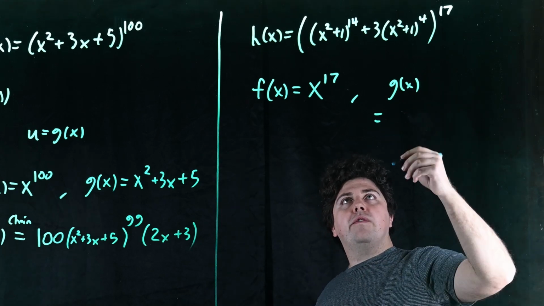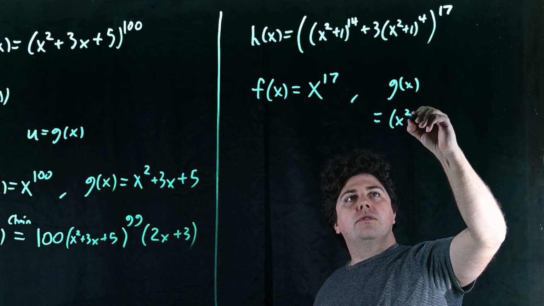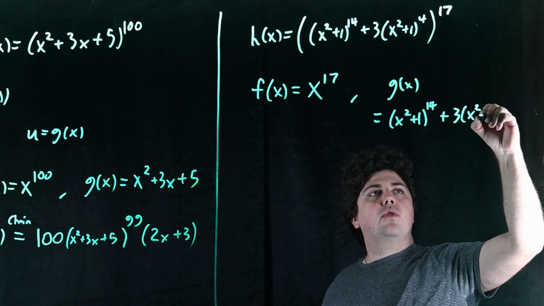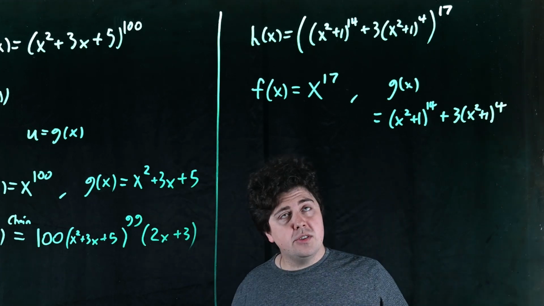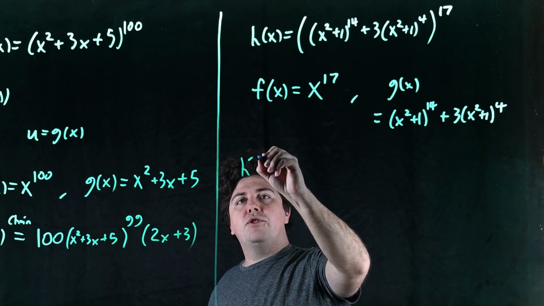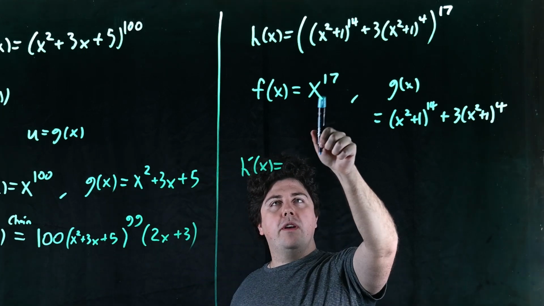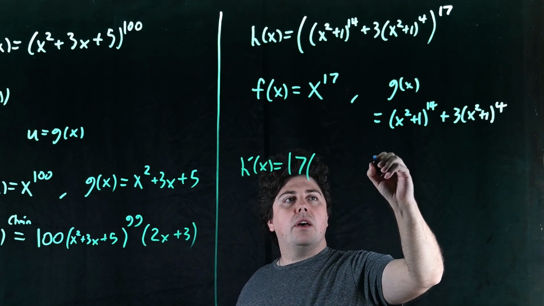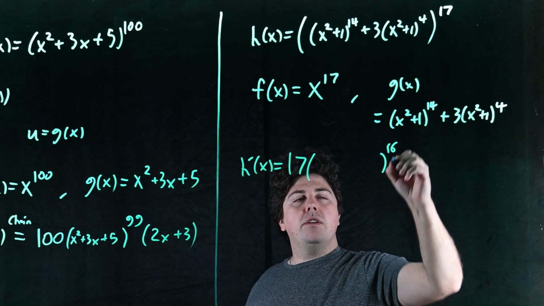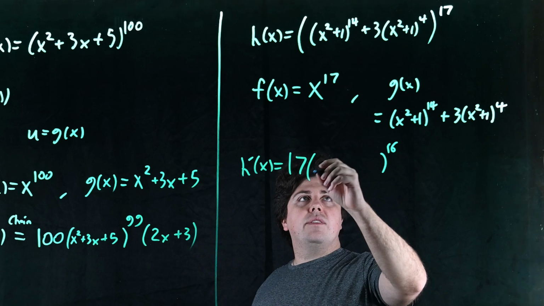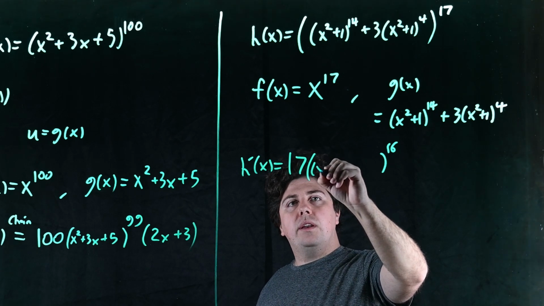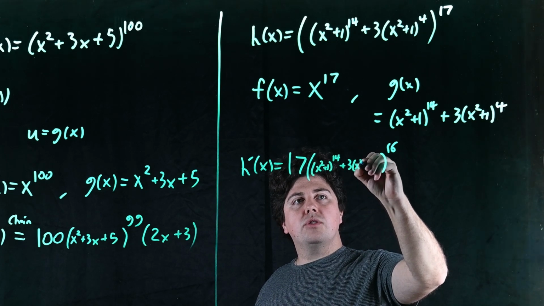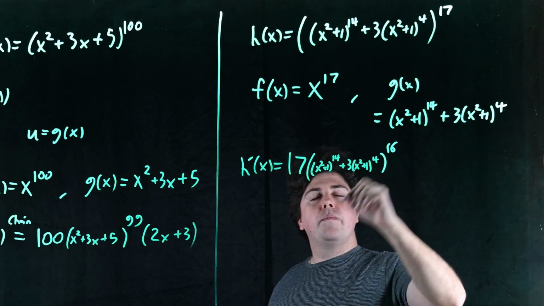So I'll just write it down here for space considerations. (x squared plus 1)^14 plus 3(x squared plus 1)^4. So, by the chain rule, h prime at x is going to be equal to, well, the derivative of x to the 17th is 17, the stuff on the inside, to the 17 minus 1, which is 16. Okay, well, the stuff on the inside is going to be, I'll just write it little here, (x squared plus 1)^14 plus 3(x squared plus 1)^4.